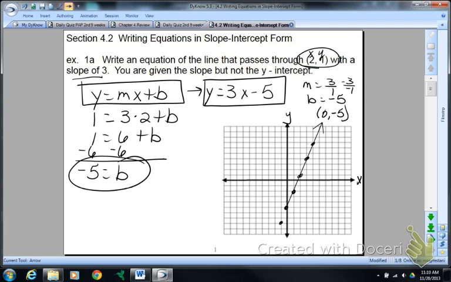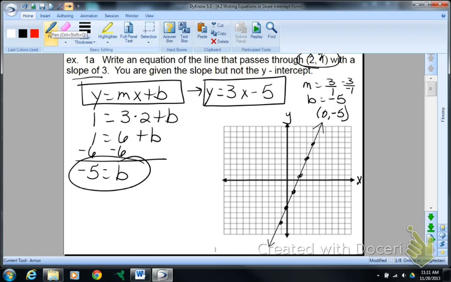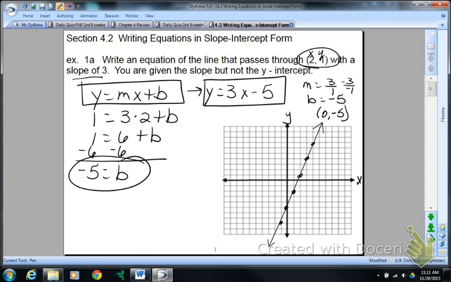Now make sure that you always check, what is your slope? Is your slope a positive? Your slope is a positive 3, right? So your line should be going upward. And is it? Yes. So don't forget, that's kind of like a little self-check.